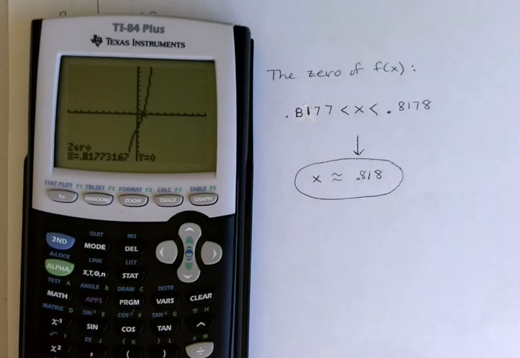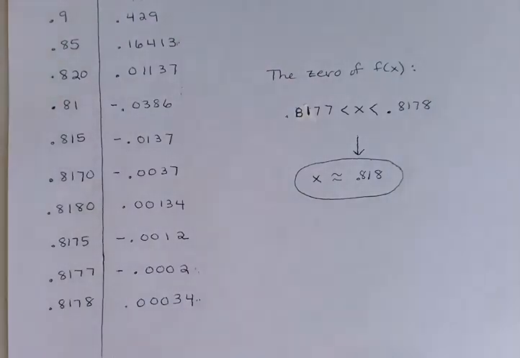Rounding off to 0.818. All right, so that brings us to the end of 1G.